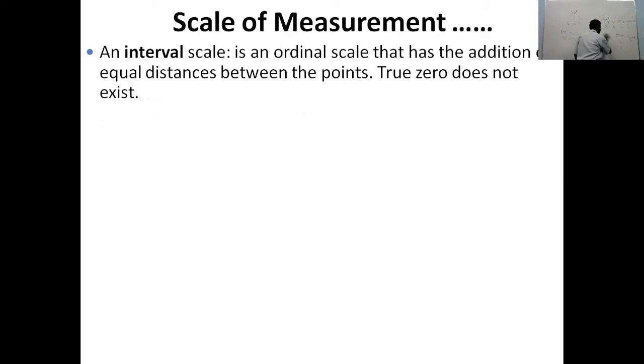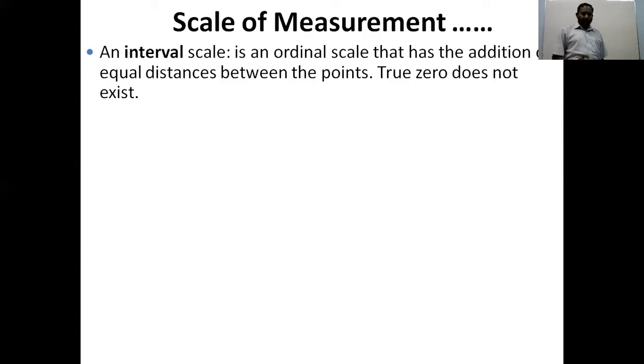Interval data. So you can read it out. It's an ordinal scale that has an addition of equal distance between the points. All right. That is the important part of that. So the intervals are not arbitrary. Can you remember? In the ordinal data, we said that intervals are arbitrary. Here, the intervals are not arbitrary. Intervals are equal distance, constants. Intervals are constants.